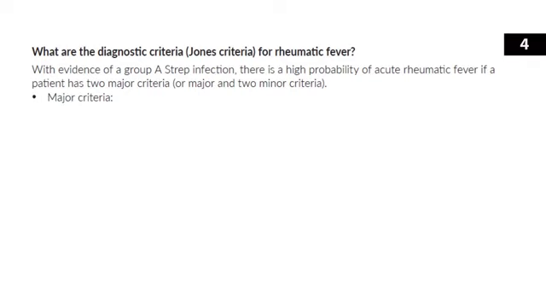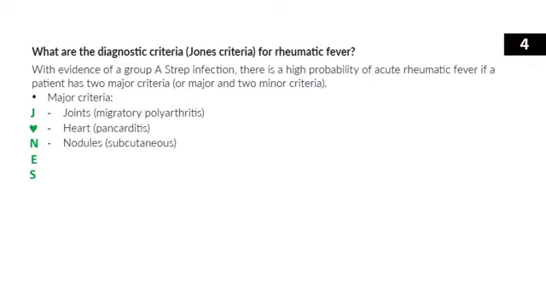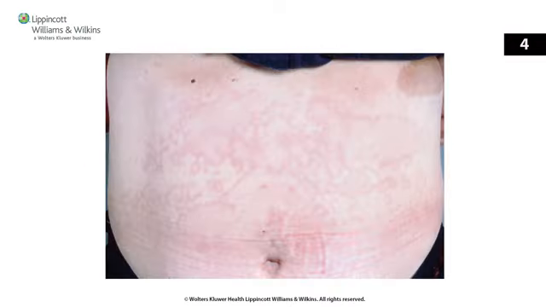The major criteria spell out the word Jones. So the J is for joints, which is a migratory polyarthritis. Then you draw the O in the shape of a heart, which tells you this is pancarditis. Rheumatic fever will cause endocarditis, myocarditis, and pericarditis all at the same time, so we call that pancarditis. N is for nodules, which are painless subcutaneous nodules. The E is for erythema marginatum, which is a serpiginous rash on the skin. Now, serpiginous means creeping or spreading. It starts small and it creeps outward like large irregular rings. So these are ring-like rashes that can appear and disappear over a few hours.